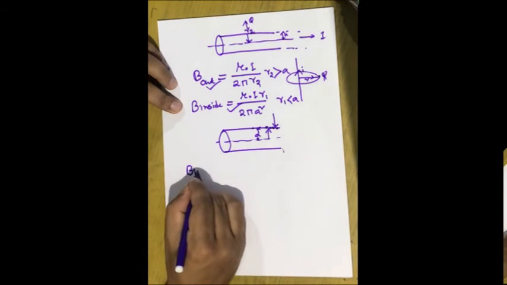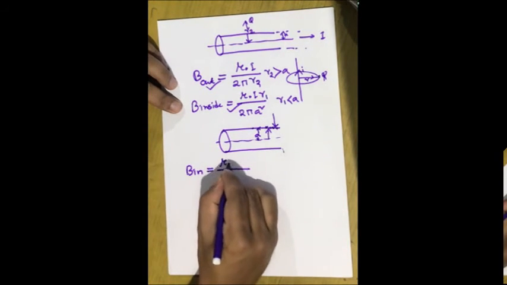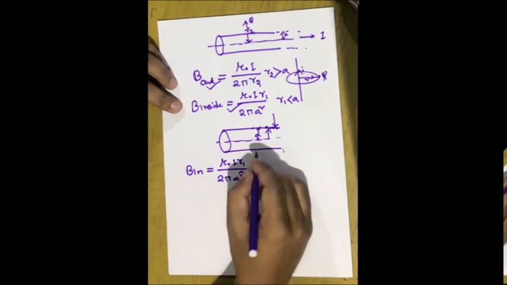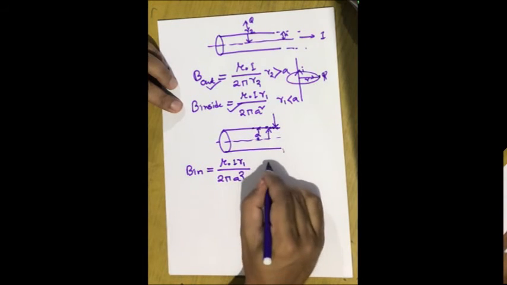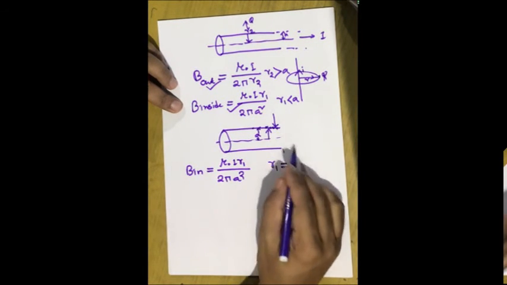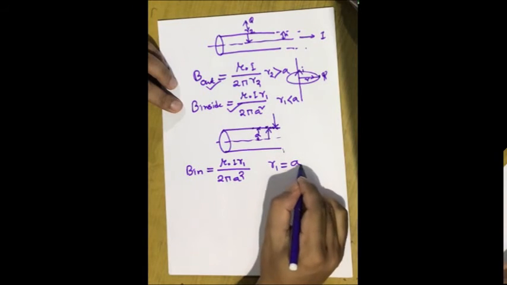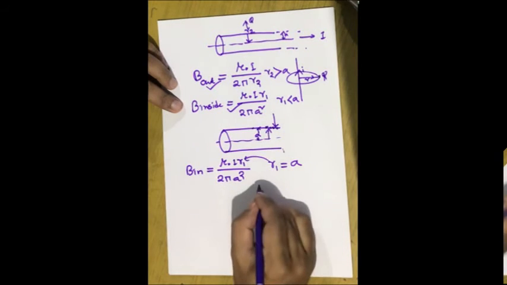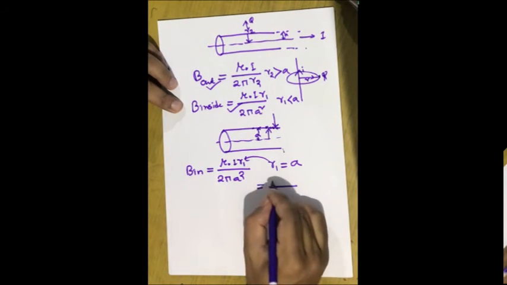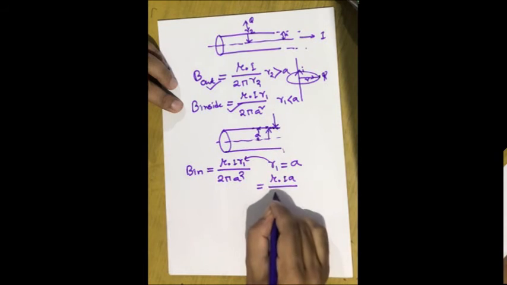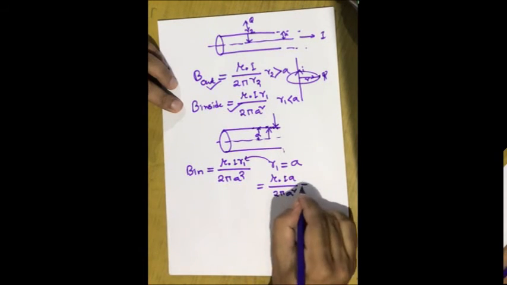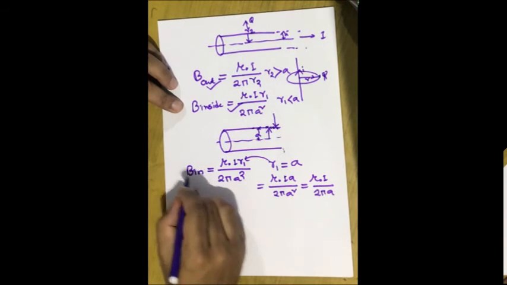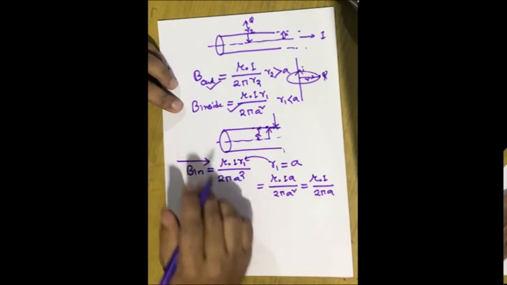We know from inside the magnetic field is how much? Mu naught I R1 divided by twice pi A square. If on the surface, the value of R1 will be equal to how much? The radius of the wire. Radius of the wire is A, therefore R1 will be equal to A. So we put this value here. Mu naught I A divided by twice pi A square. So this value is equal to mu naught I divided by twice pi A. So this is while we approach from the inside of the wire.